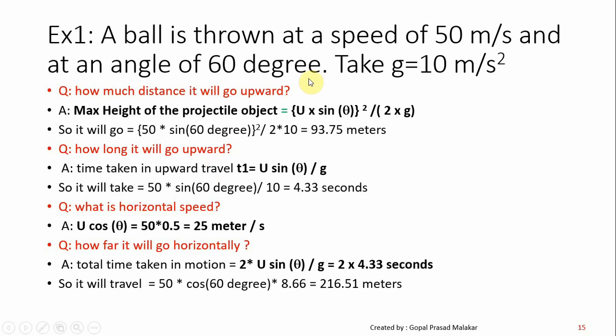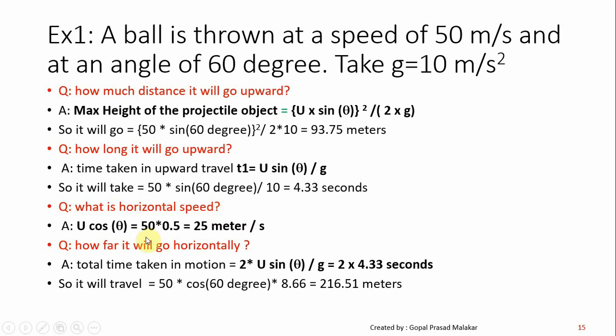So a ball is thrown at a speed of 50 meter per second and at an angle of 60 degree. Take g as 10. How much distance will it travel upward? See, the maximum height of the projectile will be given by u sine theta whole square by 2g. So here speed is 50, so 50 into sine 60 degree whole square divided by 2g. For simplicity we are taking g as 10, so it is coming 93.75. How long will it go upward? u sine theta by g, 50 into sine 60 degree divided by 10, it's giving you 4.33 seconds.